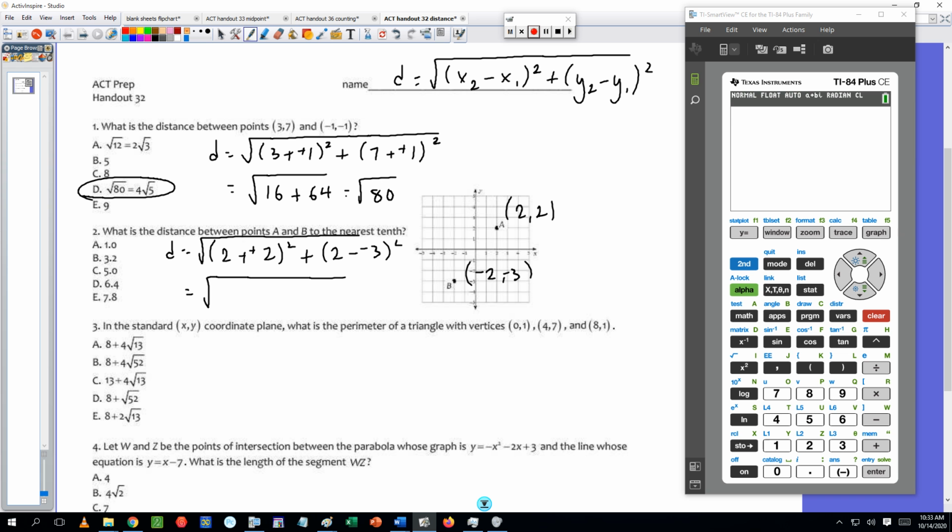you're adding, that'll be 4, 4 squared will be 16, 2 take away -3 means you're adding, that'll be 5, 5 squared is 25, that gives me the square root of 41, to the nearest tenth, 6.4, there we are, letter D.